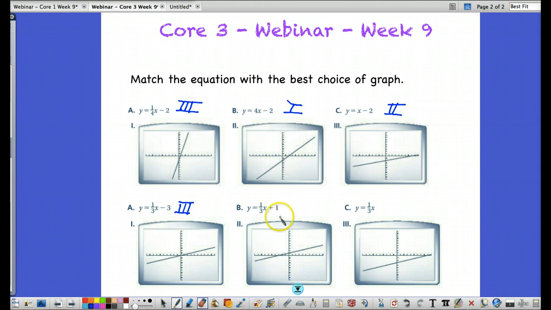Okay, B has a y-intercept of 1. Is that going to be 2 or 1? 2. Nice job, you guys. So this one's a little bit easier. All I have to do is look at the y-intercept. Very good. And then the last one obviously has to be 1. Yay, we got it all right.